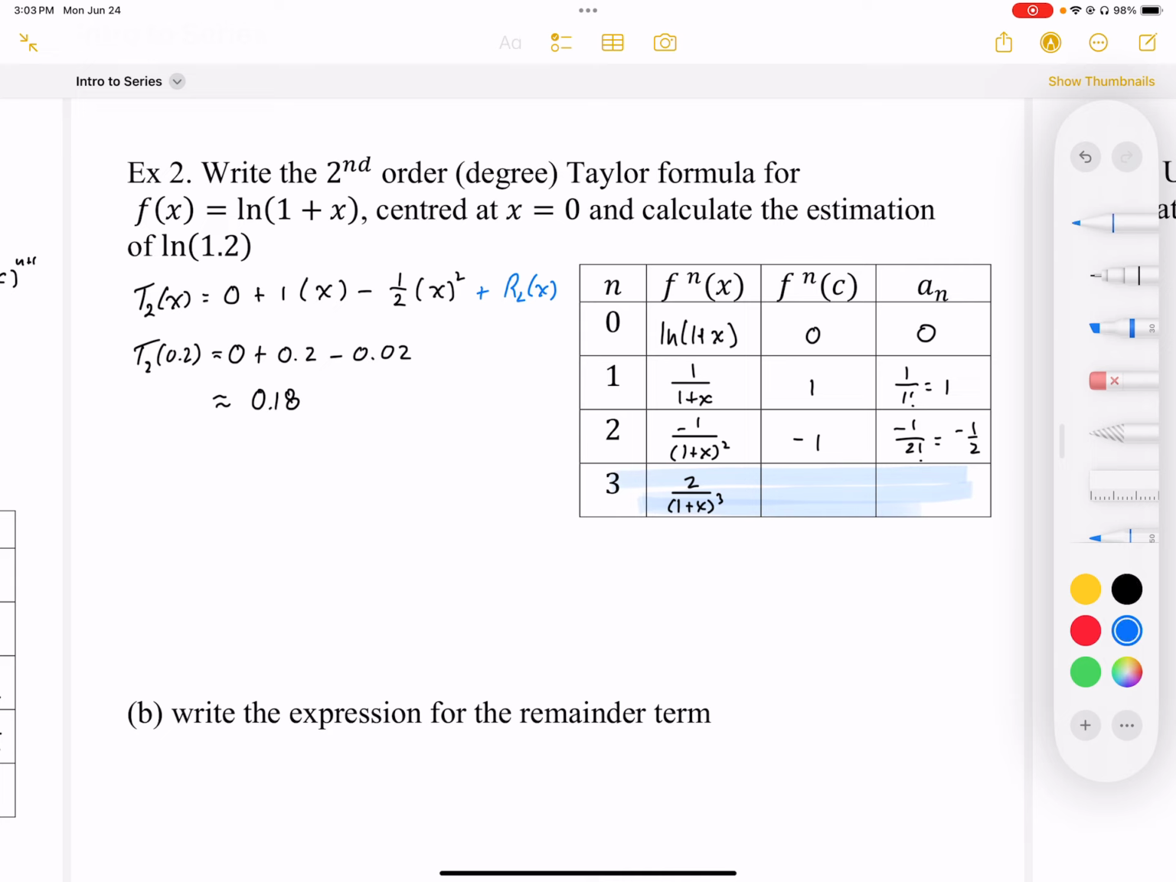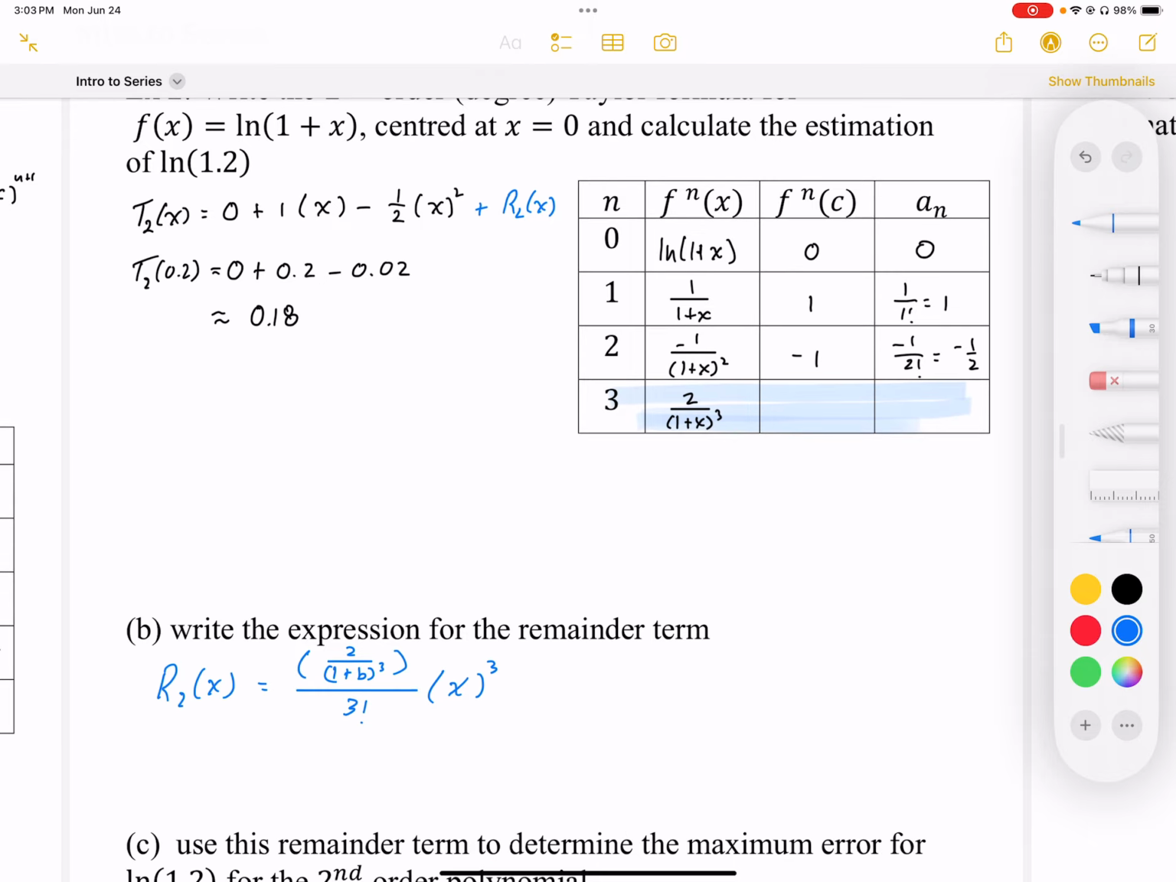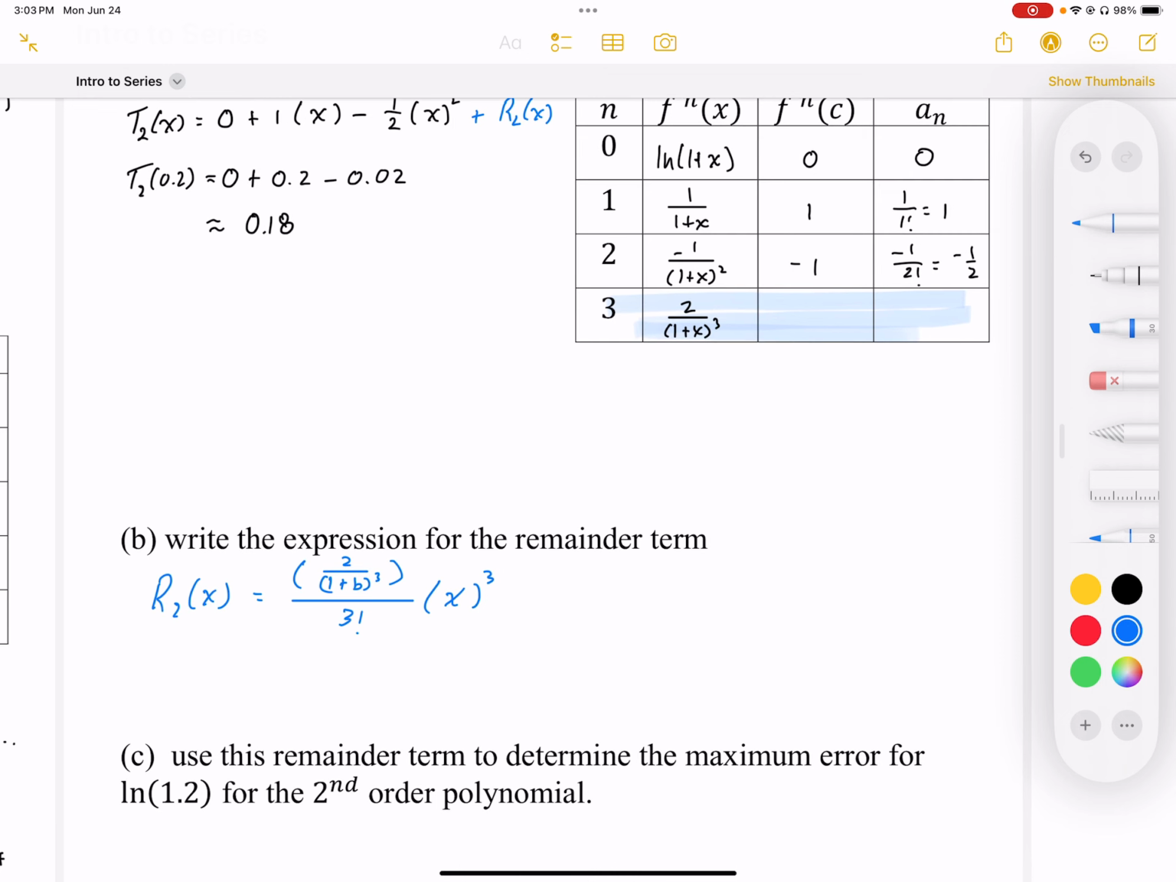Okay, so we want the expression for the remainder term. The remainder term is going to look like this. R2 is going to be equal to our derivative, 2 over 1 plus b to the power of 3. Okay, and b is, again, a bounded value between 0 and 0.2, over 3 factorial, and x minus 0 to the power of 3.